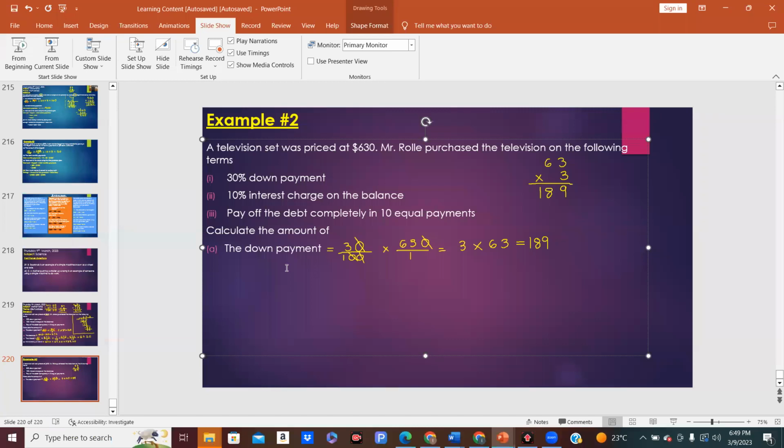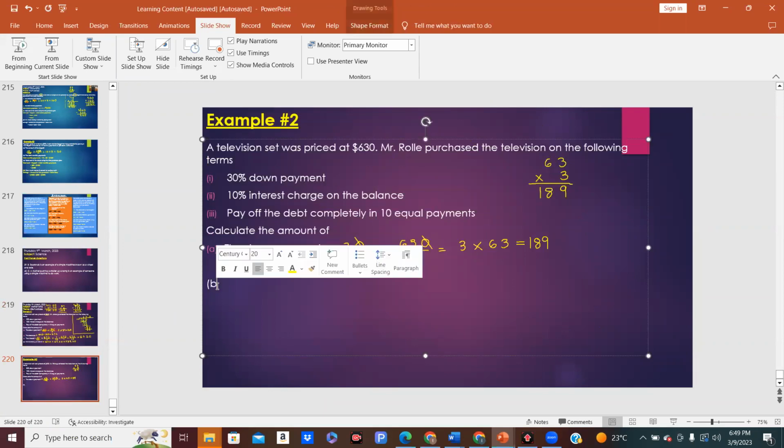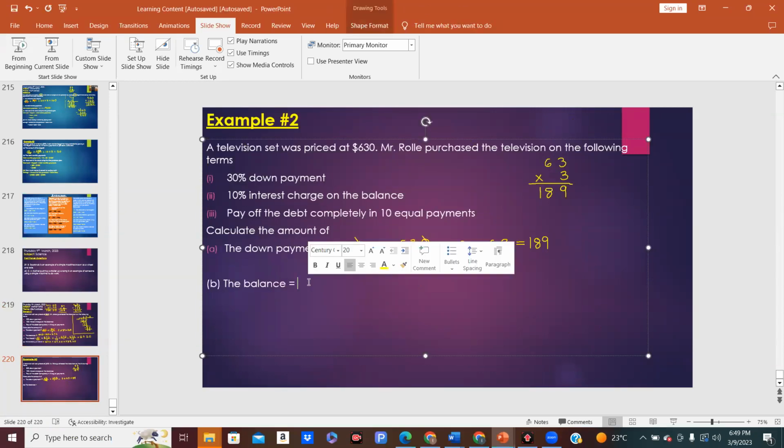Next, we want the balance, right? Yeah, we want the balance. Now, how are we going to figure out the balance? Hello, someone help me. How are we going to get the balance? The total cost minus the down payment. 630 minus 189. Very good. So we're going to take the cash price and subtract the down payment from it.